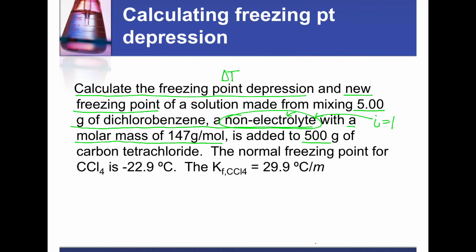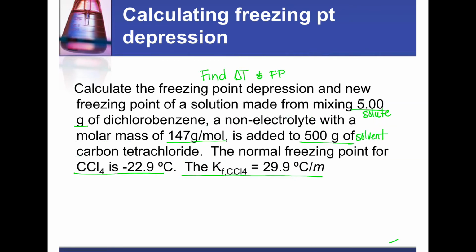I'm adding it to 500 grams of carbon tetrachloride. And I'm just looking at the two ratios there. I have 5 grams of one and 500 grams of the other. What that tells me is that this is the solute, and the one that there's more of is the solvent. So that carbon tetrachloride is my solvent. We have the normal freezing point of carbon tetrachloride is this, and it has the Kf, so that's the freezing point constant right there.